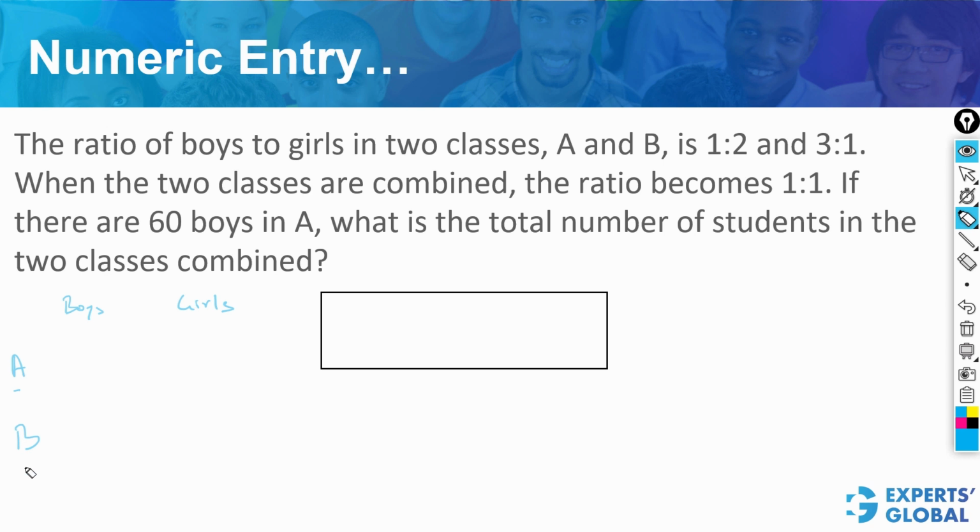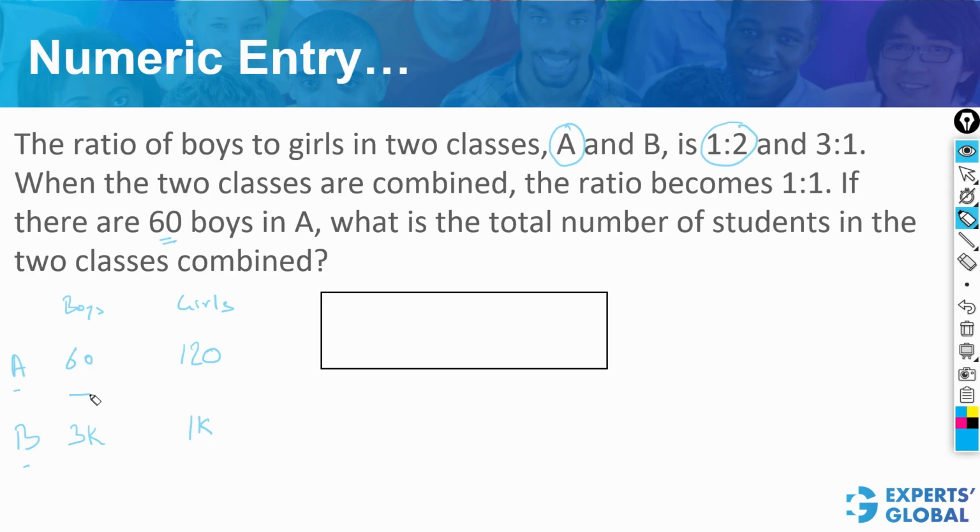There are two classes A and B. It's given that A has 60 boys, and it's also given that in class A, the boys to girls ratio is 1 to 2. So there must be 120 girls in class A, and in class B, the ratio is 3 to 1. So we can assume that the number of boys and girls is 3K and 1K respectively.